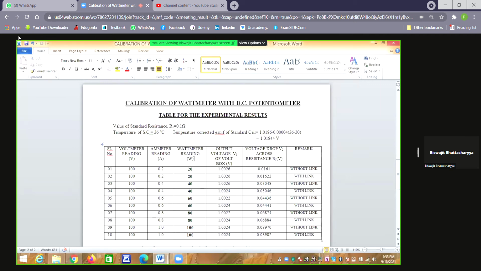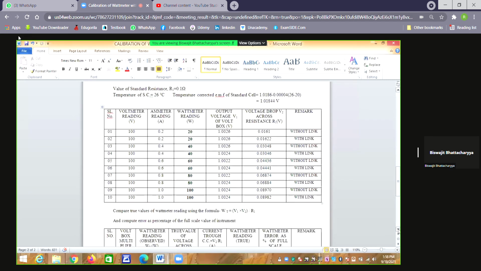So for every reading for 20 watt, one reading will be without link for V1 and V2, another will be with link. Again without link, with link. So two sets of readings. That's why there are double entries: 20, 20, 40, 40, 60, 60, this way. We'll do the experiment. Clear?